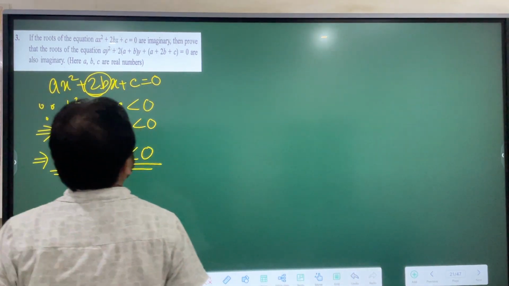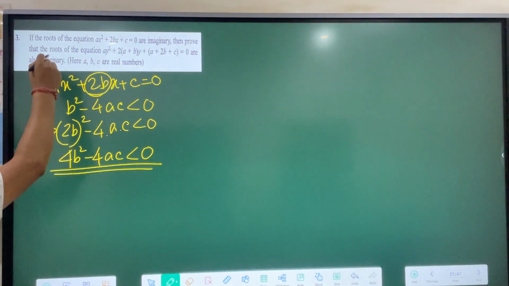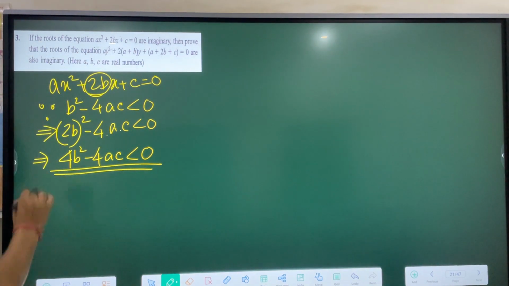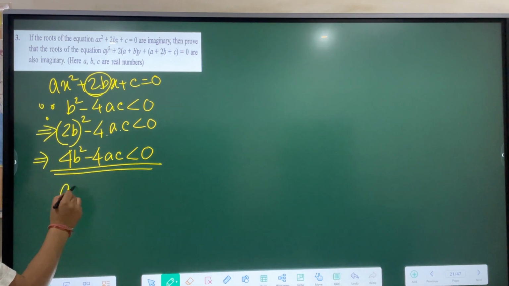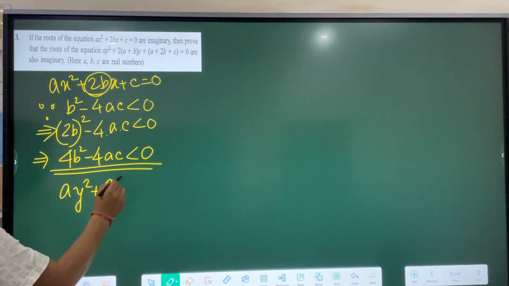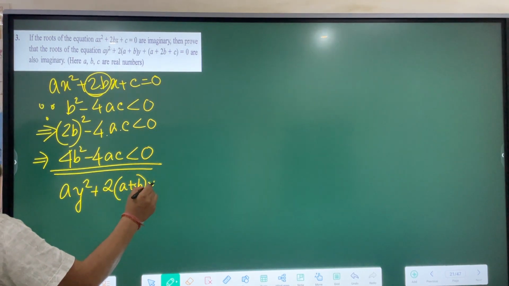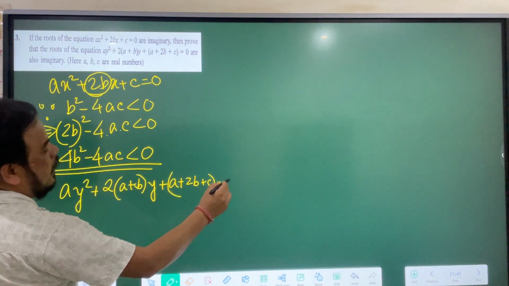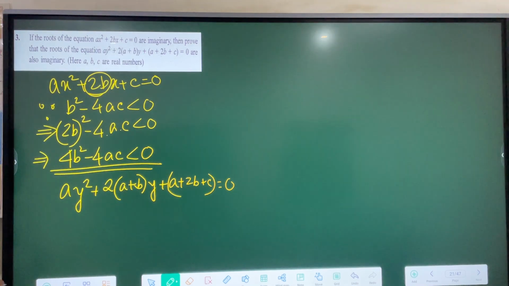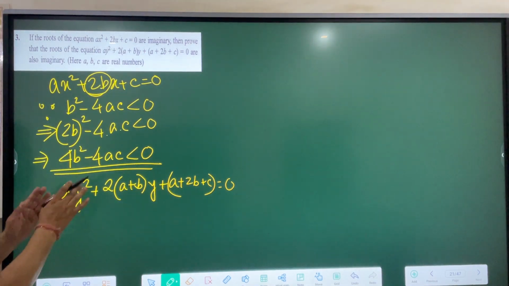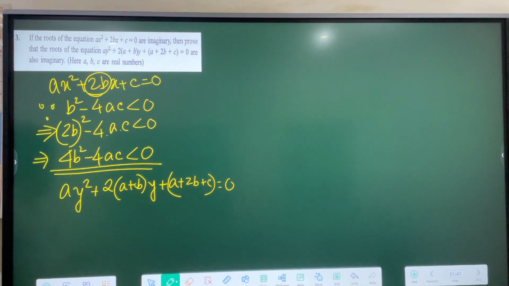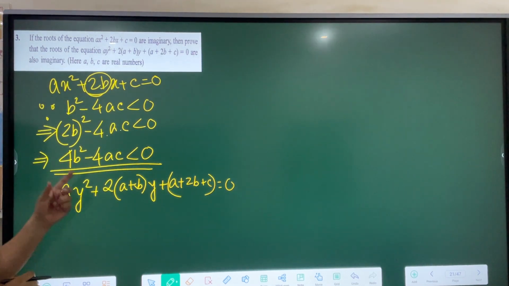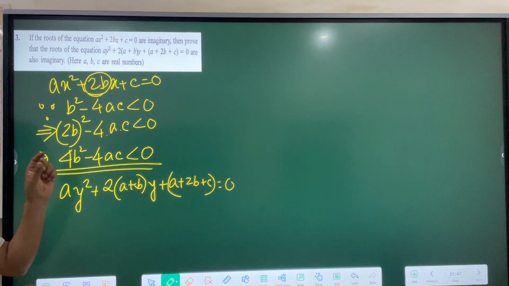Now next we have to read. Then prove that the roots of the equation, these are also imaginary. This is an equation. We don't know whether the roots of these equations are imaginary or not. But we have to show it. We have to prove that the roots of this equation are also imaginary.